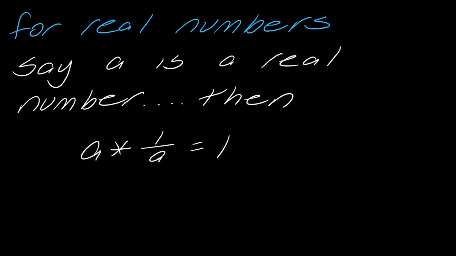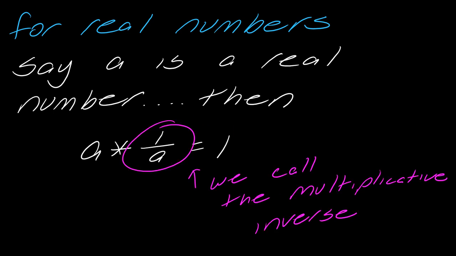Now, believe it or not, you've always had inverses in your life with numbers. You just maybe weren't aware of it. So with real numbers, we have this property: A times 1 over A. So if you take A and then multiply by its reciprocal, you will get to 1. We know this.